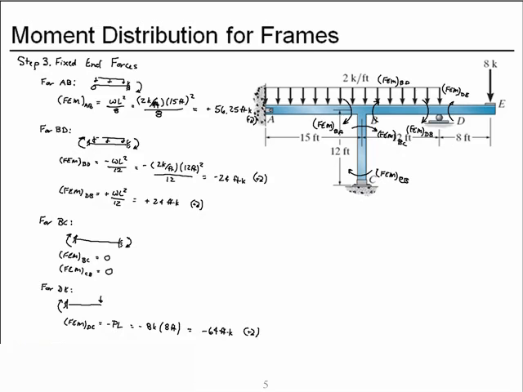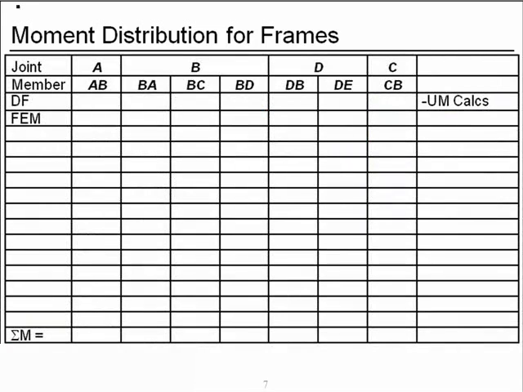Oops, I made a notation error. We see here that the fixed end moment for member AB is only at the B end, and I mislabeled this one. It should be fixed end moment BA, because the fixed end moment at A is 0. Now we're ready for step 4, where we apply moment distribution.